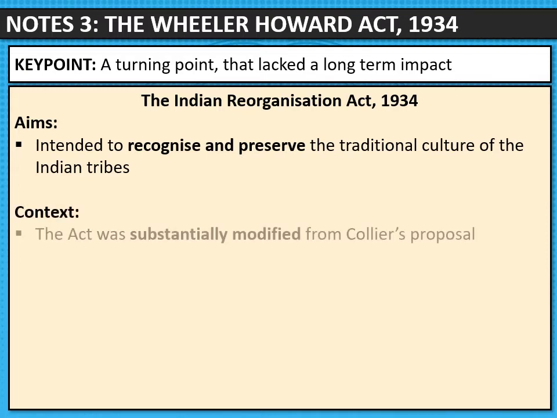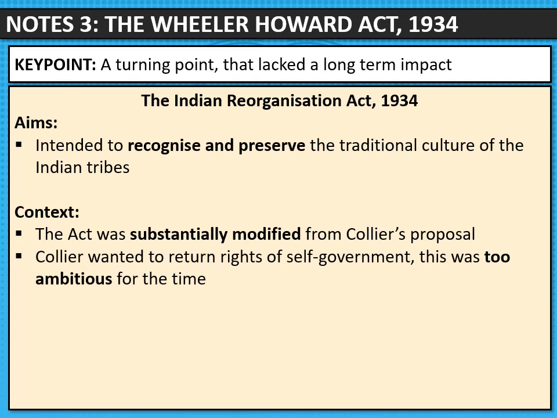The context is that the Act was substantially modified, though, from Collier's proposal. The 50-page proposal was watered down to only 6 pages, ultimately. Collier was also overambitious because he wanted to return the rights of self-government to tribes, and this was almost too ambitious for the time, and so again was rejected.